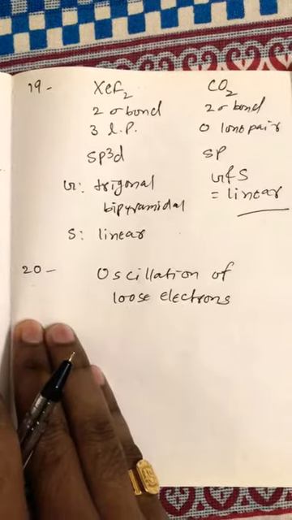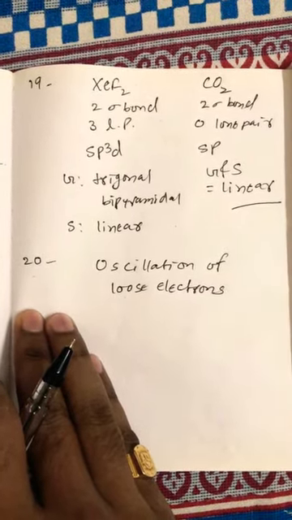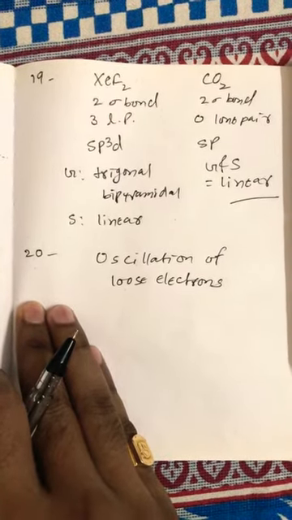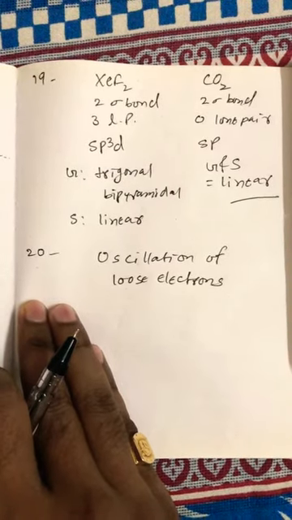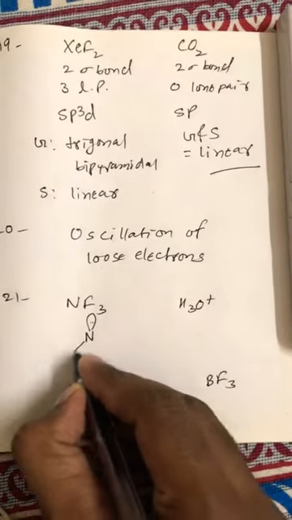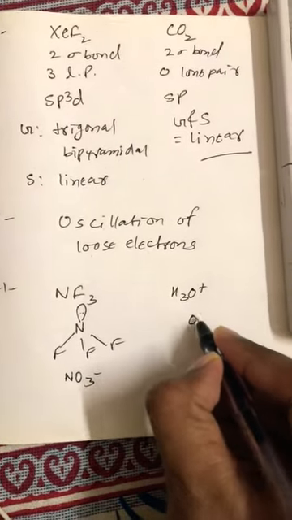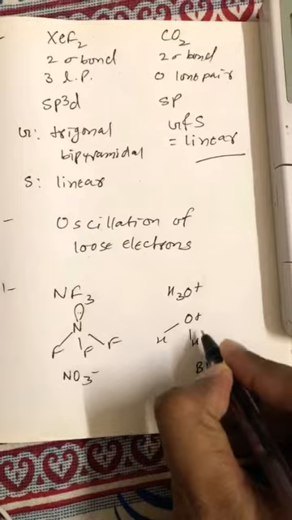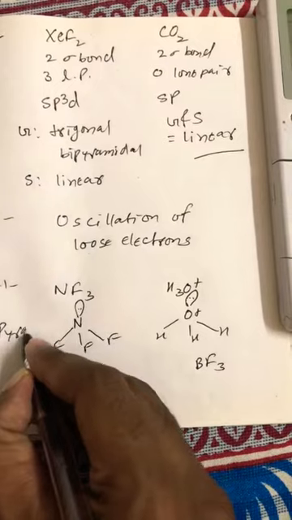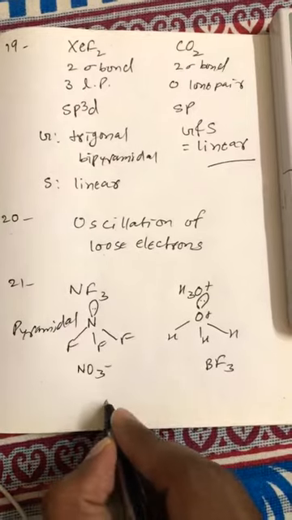Question number 20. Metals have luster. Now this is fact based question, so you have to remember metallic luster takes place because of oscillation of loose electrons. Question number 21. NF3 is pyramidal. H3O positive is also pyramidal. So both of them are pyramidal. NO3 negative and BF3 are planar.